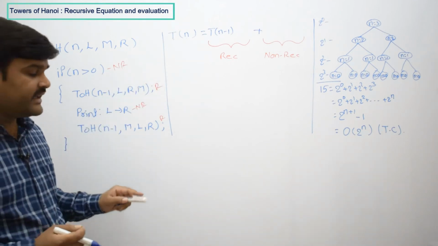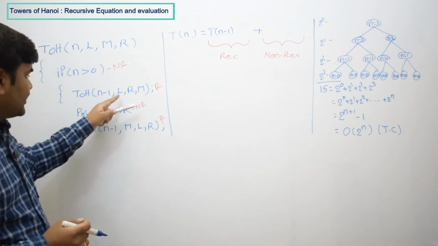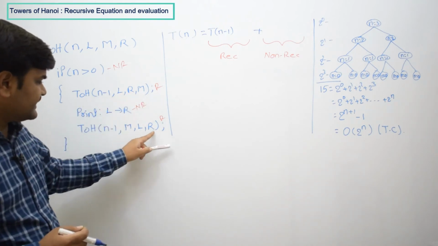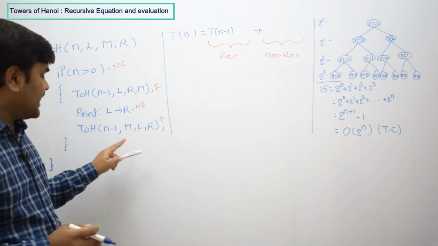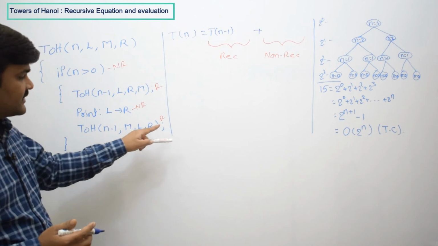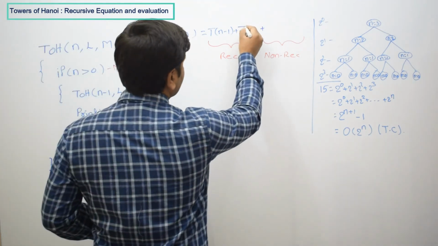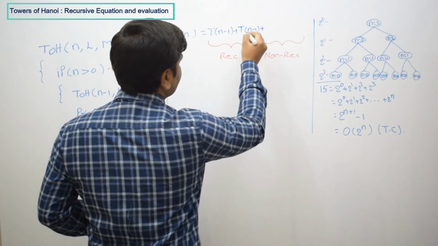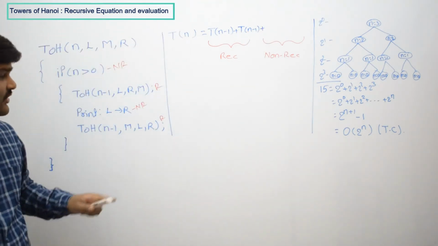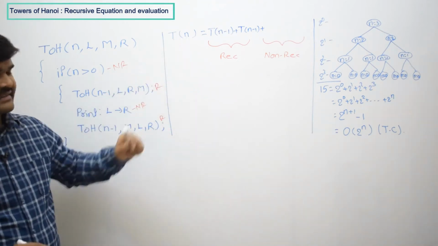In the same way, if you see the second recursive statement, only these things are varying, but that does not matter here. How many disks are we passing? Here also N minus 1 disks, that too is a recursive part. So here also we write T of N minus 1. With that, we covered the recursive statements in the recursive equation.